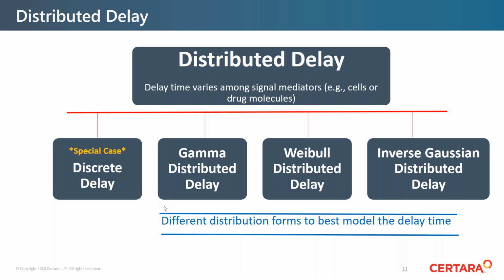Now, depending on your data, you may find that you need to use a gamma distribution or a Weibull distribution or inverse Gaussian distribution or some other distribution to better model the delay time. Now, in this talk, whenever I talk about gamma distributed delay, it means a distributed delay with the delay time assumed to be gamma distributed. The same thing applies to Weibull distributed delay and inverse Gaussian distributed delay.